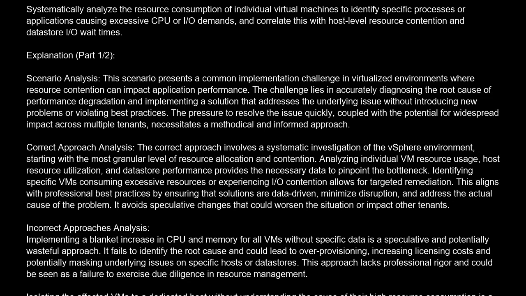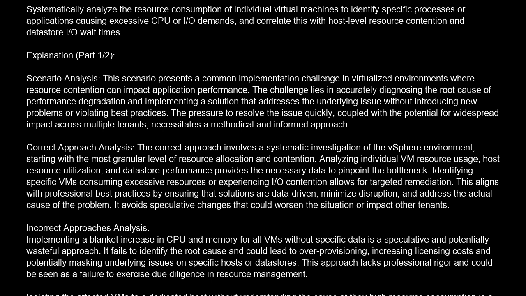Systematically analyze the resource consumption of individual virtual machines to identify specific processes or applications causing excessive CPU or I/O demands, and correlate this with host-level resource contention and data store I/O wait times. Explanation. Scenario analysis. This scenario presents a common implementation challenge in virtualized environments where resource contention can impact application performance. The challenge lies in accurately diagnosing the root cause of performance degradation and implementing a solution that addresses the underlying issue without introducing new problems or violating best practices.